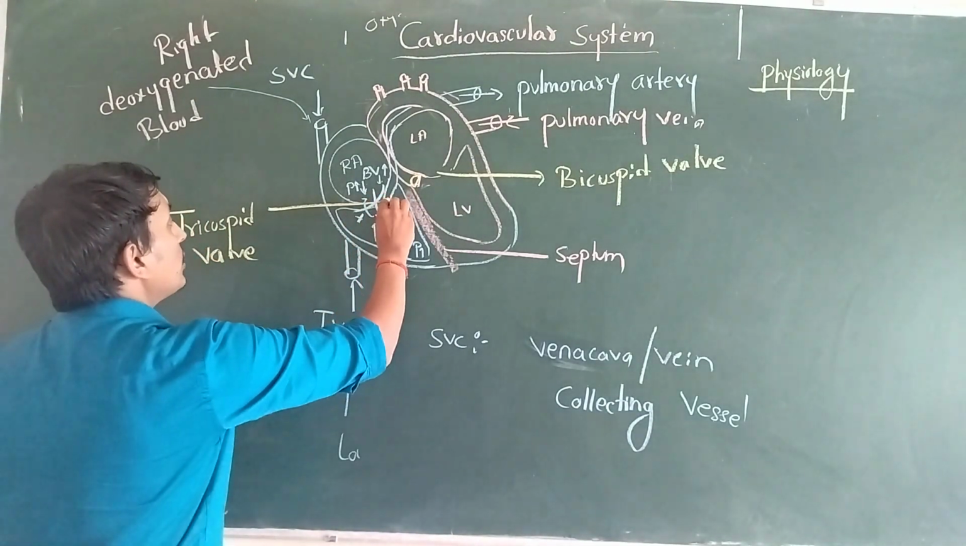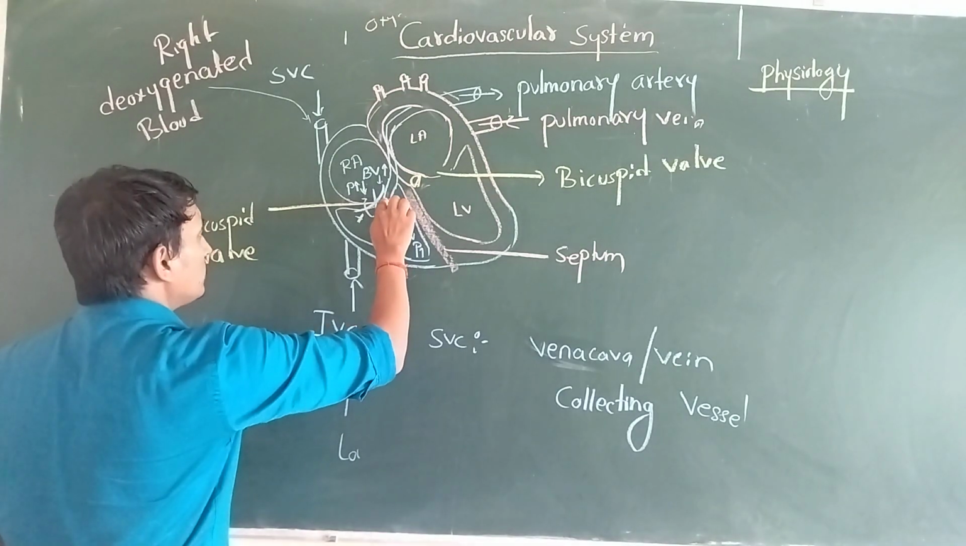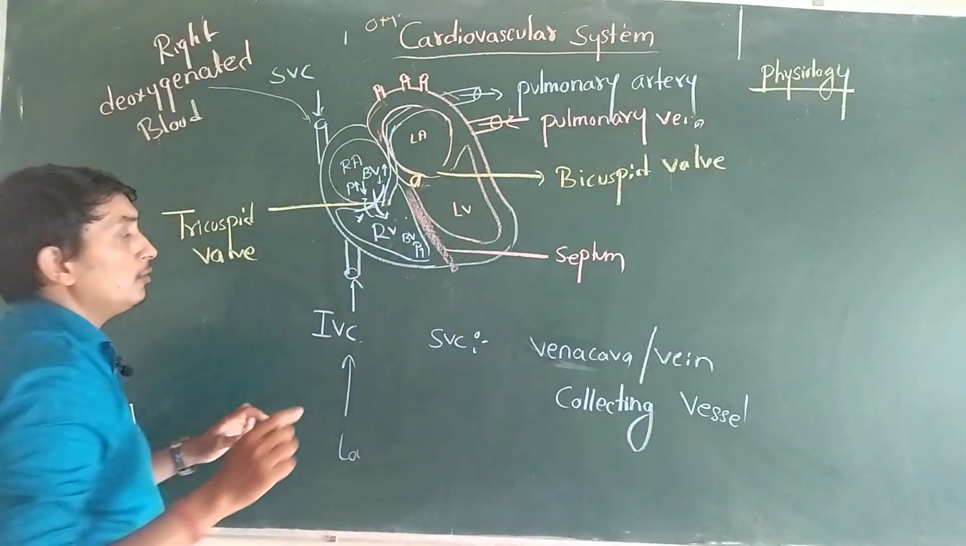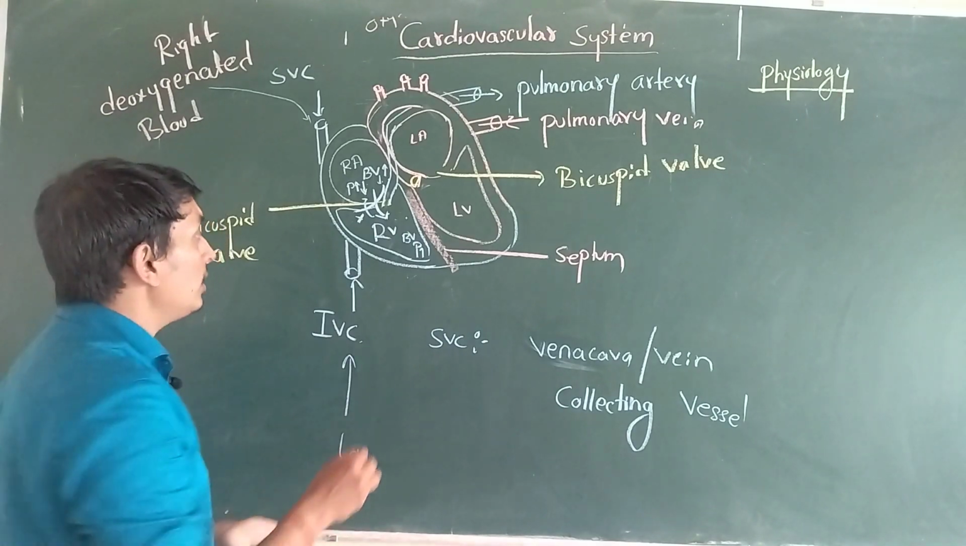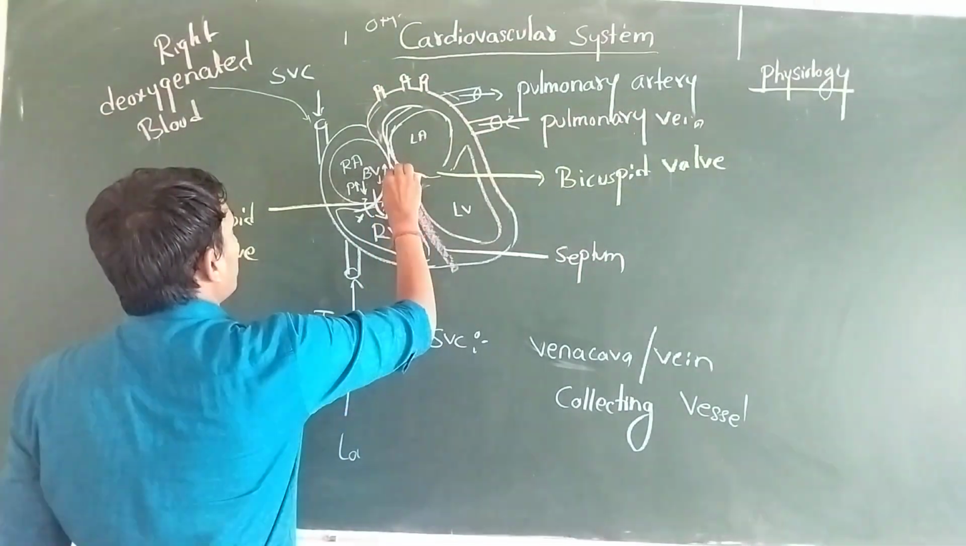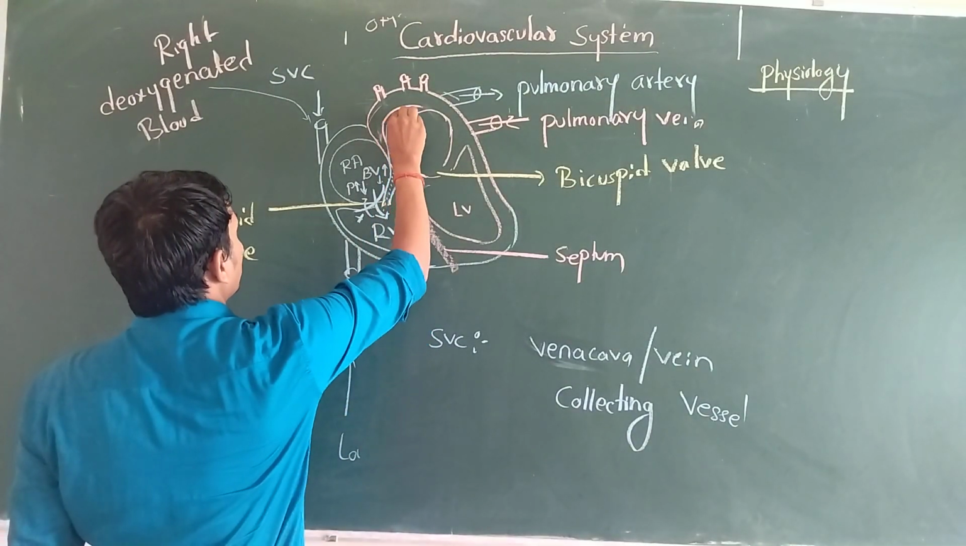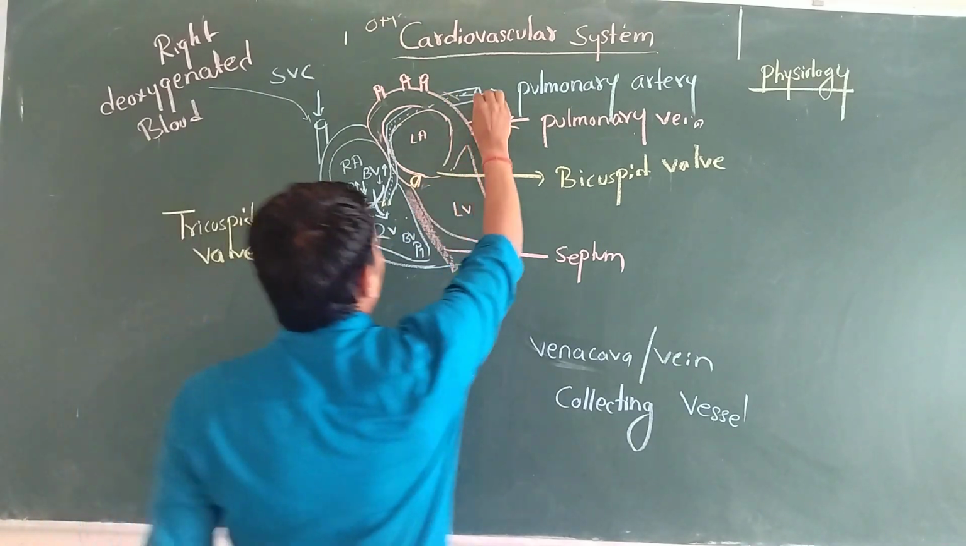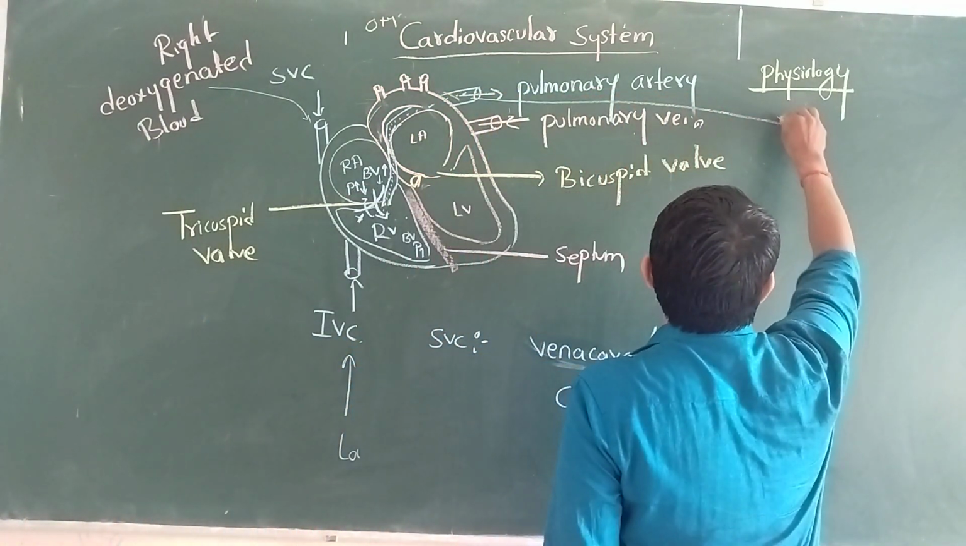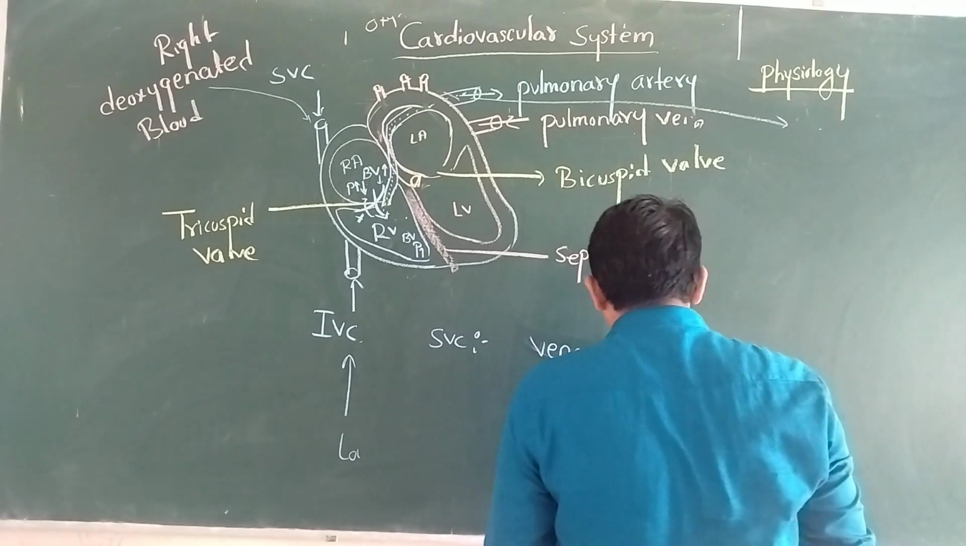Now, the semilunar valve opens. The semilunar valve is found mainly in the pulmonary artery. When the semilunar valves open, deoxygenated blood flows into the pulmonary artery. Through the pulmonary artery, blood goes into the pulmonary, meaning the lungs. Now, blood goes into the lungs.